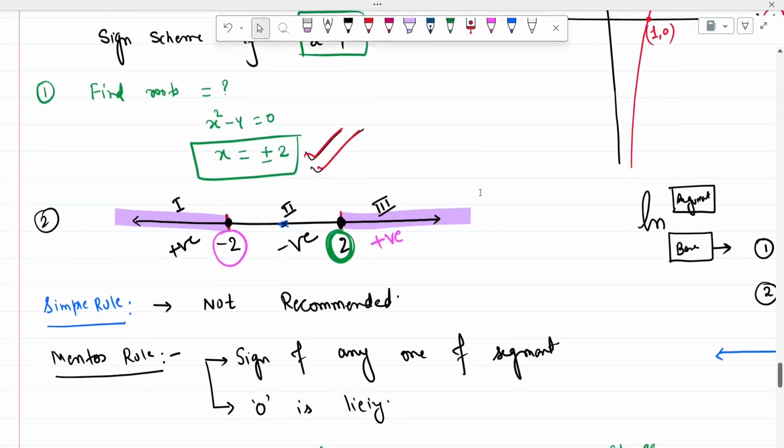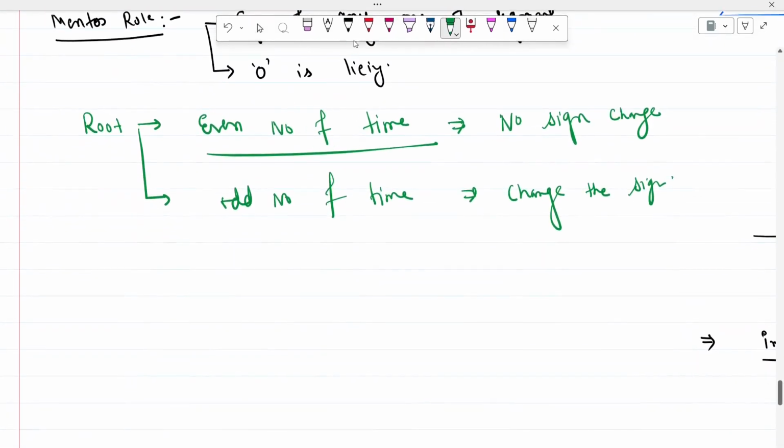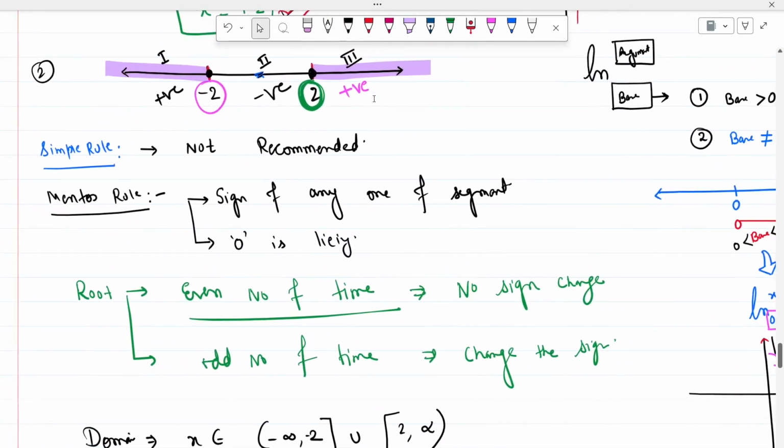So overall, we can say your domain will be x belongs to from minus infinity to minus 2, closed, union, closed, 2 to infinity. Please see this diagram and this notation. Minus infinity is not included? Yeah, infinity can never be included. Who can include this? Any doubt? No.